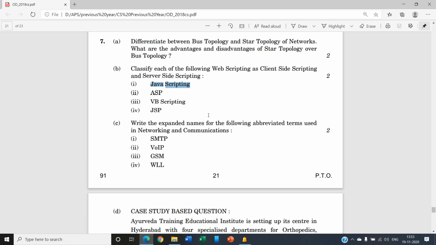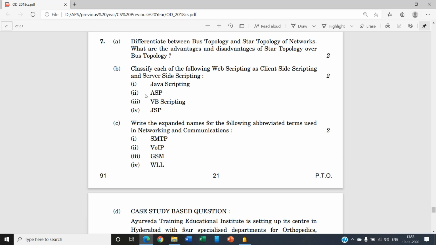So everything, all the calculation, is done at the client end, and such types of network programming languages are called client-side scripting languages, like JavaScript and VBScript.